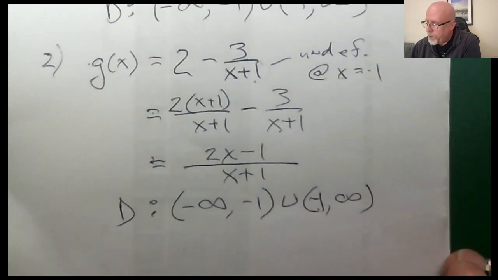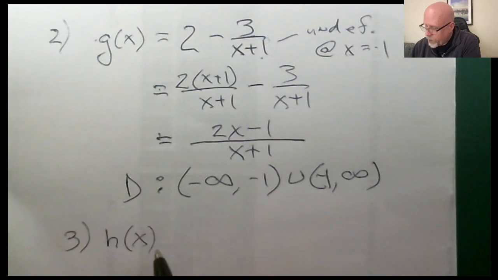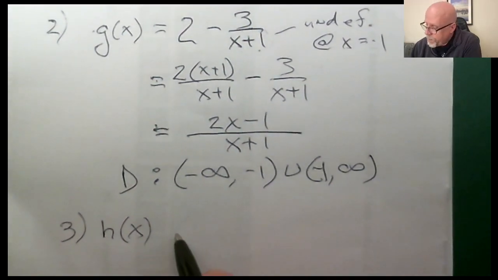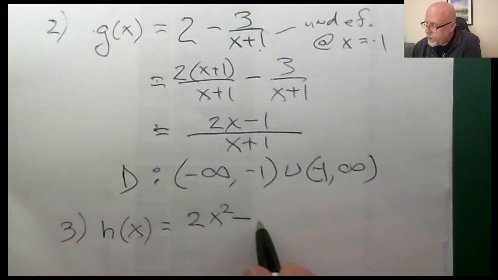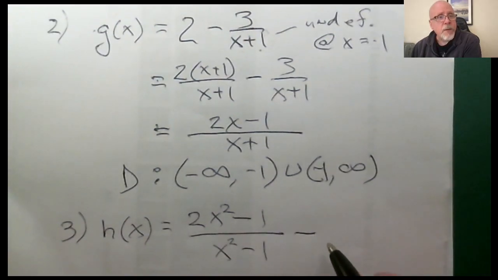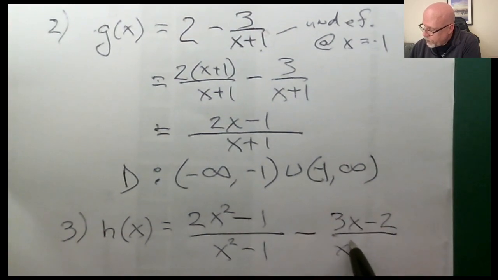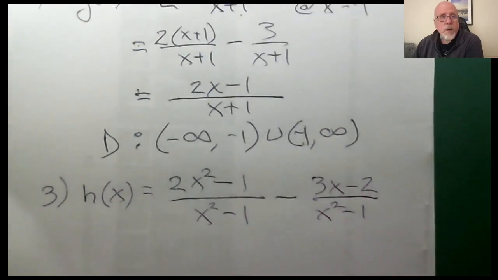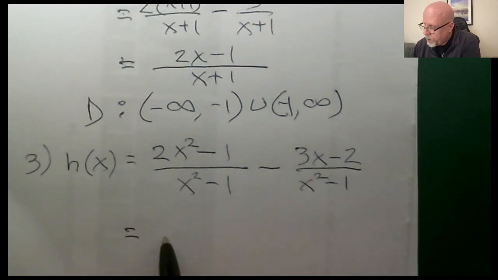Same issue is going to happen in number 3. I guess I'll go ahead and do the computation for you. It had a difference of 2 rational functions. So we had (2x squared minus 1) over (x squared minus 1) minus (3x minus 2) over (x squared minus 1). Well, you can see in that form that the bottoms are the same on both sides. So yeah, these things can be combined in just one step. We don't even have to find the common denominator.